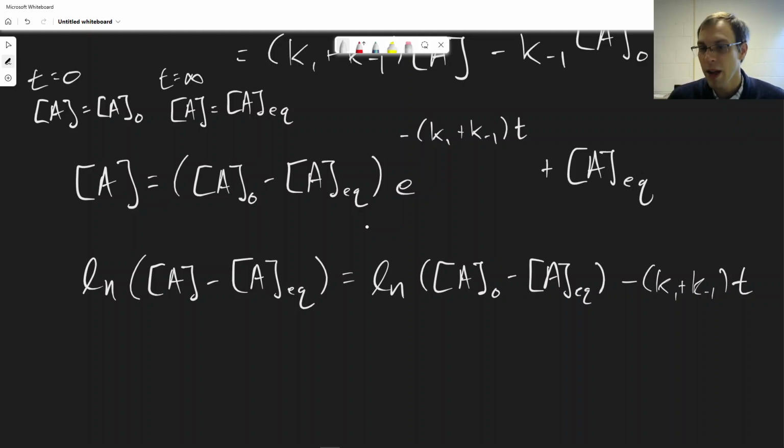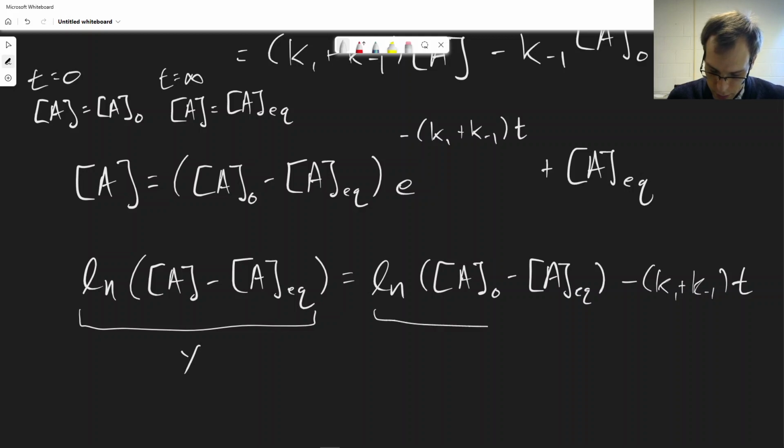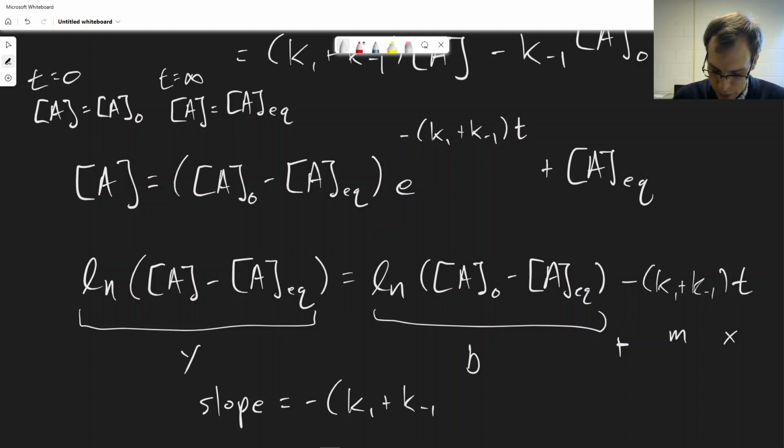And so this is an equation of the form where this is our y, this is our b, so this is just a constant here, and then we have our mx, right? So we'll have y equals mx plus b, and if we make a plot of the natural log of the difference between A and the equilibrium value of A versus time, that will let us find the value of k1 and k minus 1, right? Our slope is equal to minus k1 plus k minus 1. So that's one way of getting the combination of k1 and k minus 1.